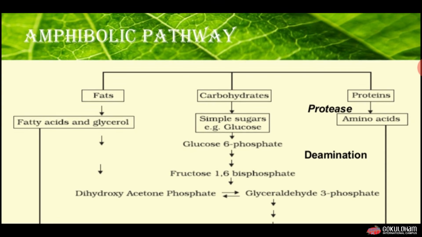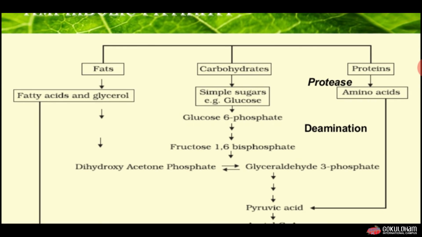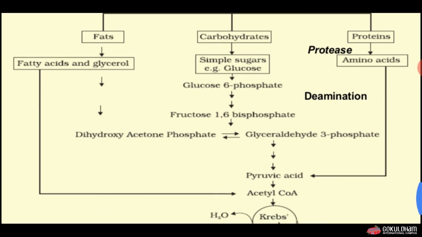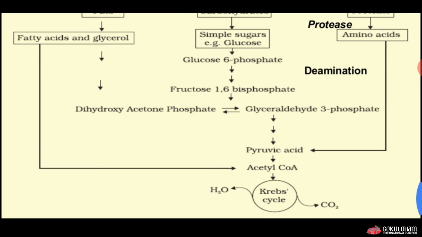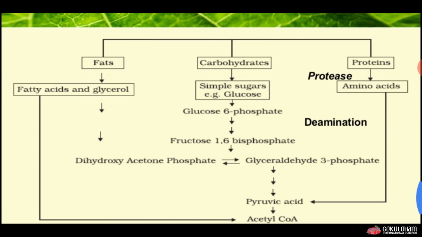Now let us see how different molecules are respired, for example fat, carbohydrate, and proteins. We have already seen how carbohydrate or glucose is respired. First, it goes into glycolysis and produces pyruvic acid, and pyruvic acid is converted into acetyl coenzyme A, and acetyl coenzyme A enters the mitochondria and goes into the Krebs cycle. So let us see how these different molecules are respired in different manners.